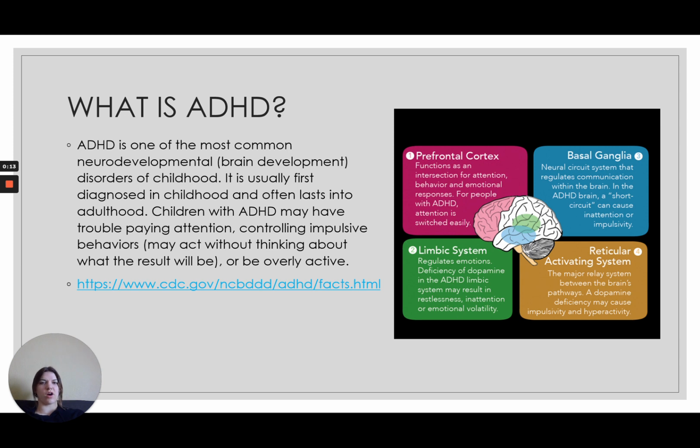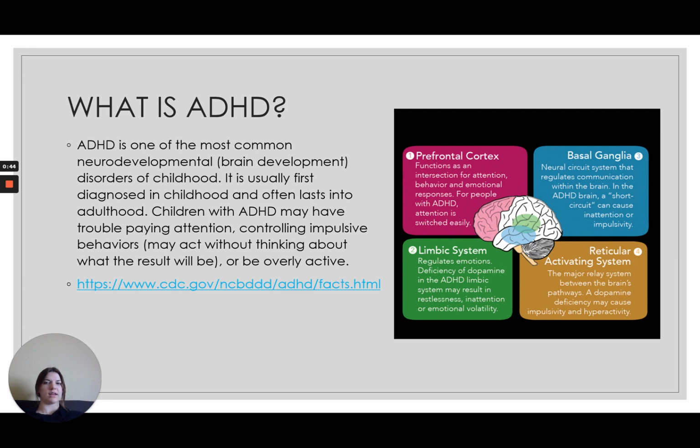ADHD is one of the most common brain development disorders of childhood. It's usually first diagnosed in early childhood or sometime in childhood, and it usually follows you to adulthood. Children with ADHD usually have trouble paying attention, controlling their impulsive behaviors. They don't think before they act, and they don't think about the consequences before they act. And they also can be overly active. This has to do with the hyperactive part of the disorder.